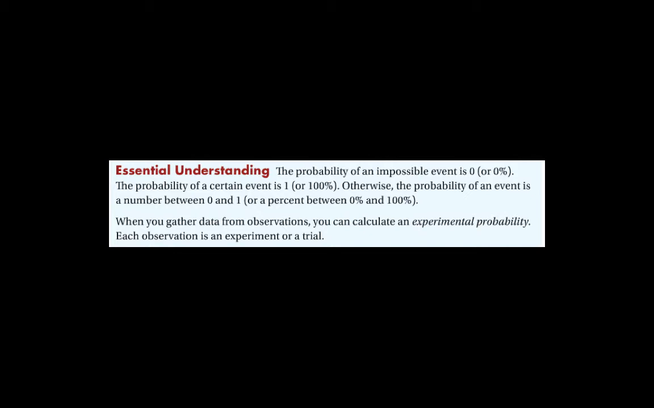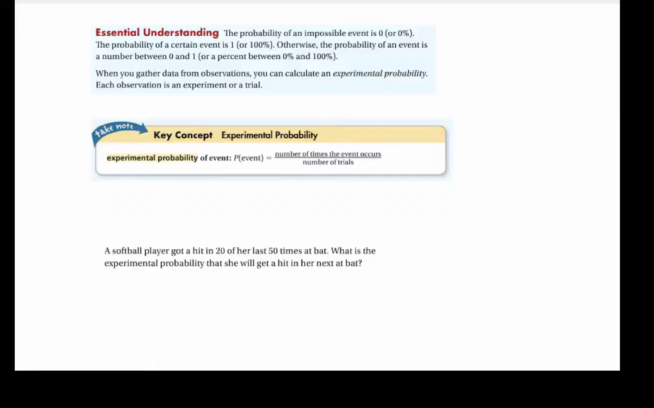When you gather data from observations, you can calculate what's called an experimental probability. Each observation is an experiment or a trial. So in an experimental probability, we don't think about what could happen. We just solely base our probability off of what we observe from an experiment or a simulation or some type of a calculation, okay? So an experimental probability of an event, this is notation, a capital P, and it's italicized in our text, so you'll see the italicized P, but in your writing, just put a capital P, and then in parentheses, the event, whatever the event is, okay?